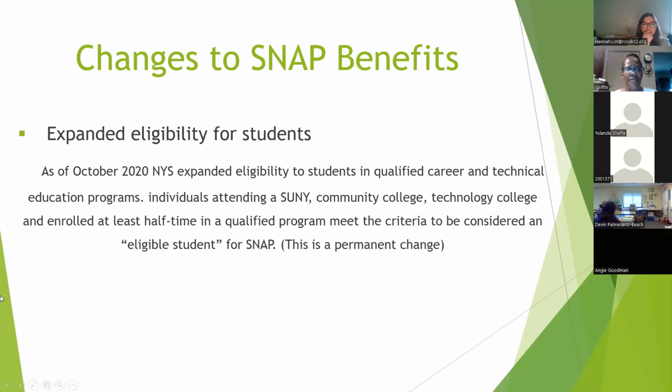Changes to SNAP benefits, expanded eligibility for students. As of October 2020, New York State expanded eligibility to students in qualified career and technical education programs. Individuals attending a SUNY, community college, or technology college and enrolled at least half-time in a qualified program must meet the criteria to be considered an eligible student for SNAP. This is a permanent change. That's cool. Neat change.